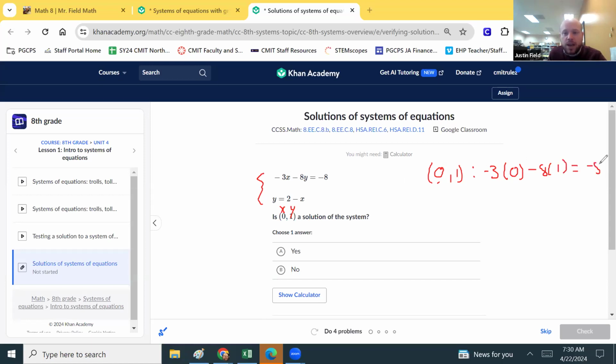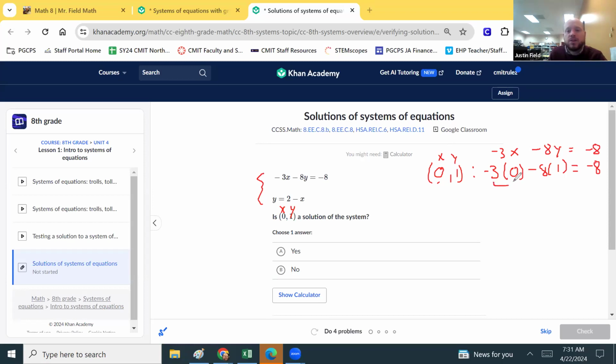equals negative 8. So just so we're clear, I wrote that first equation, which I'm also writing right here. But instead of writing x, I wrote 0 because my point is 0, 1. And so I wrote 0 in place of the x. And instead of writing y, I wrote 1 because y is 1.